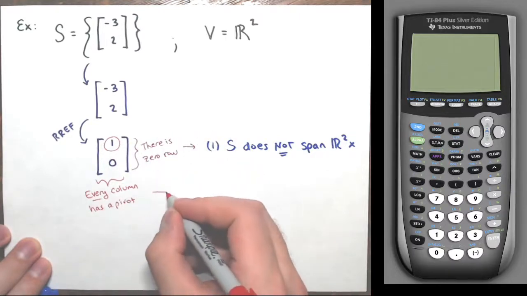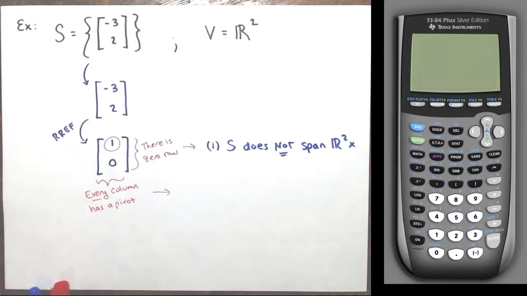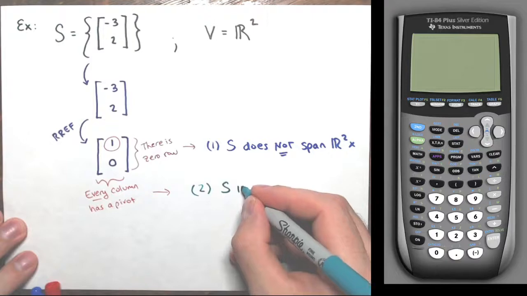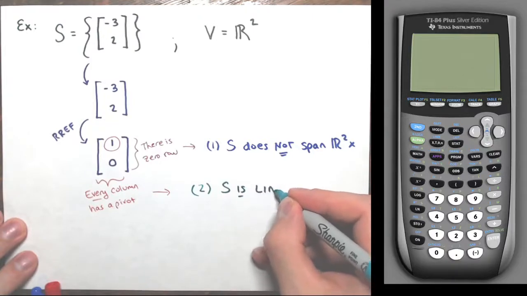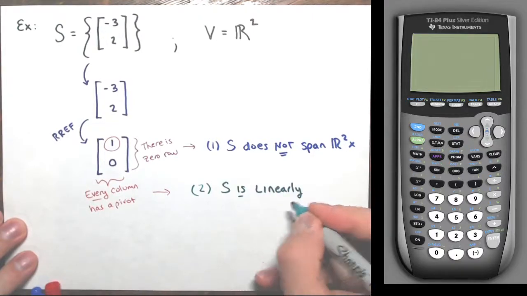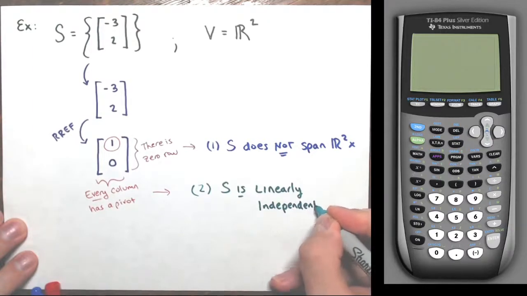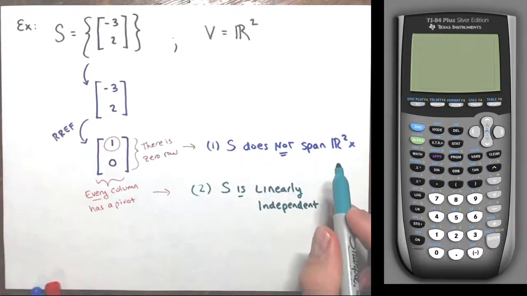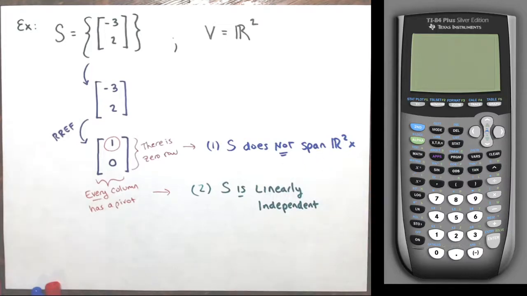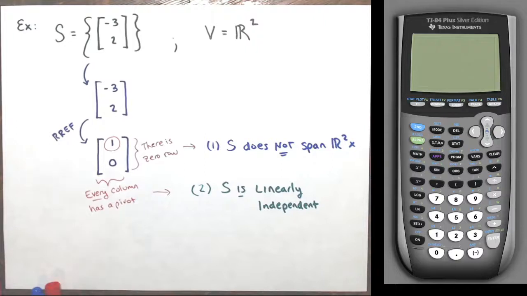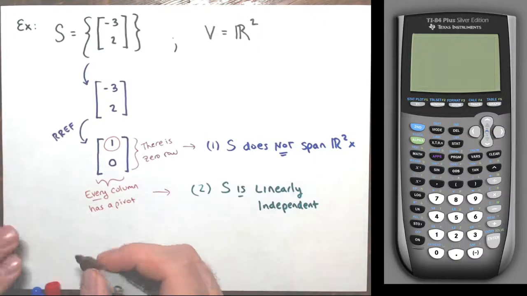So this set of vectors is linearly independent. S is linearly independent. But it doesn't matter if it's linearly independent. The set does not span R2. There are vectors in R2 that can't be written as a scalar multiple of negative 3, 2. So S is not a basis for R2.